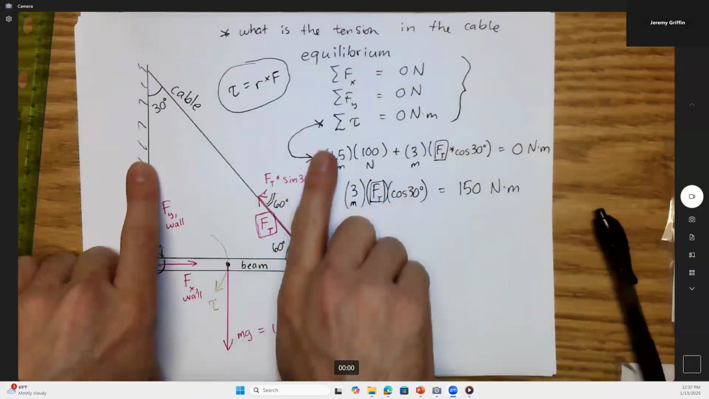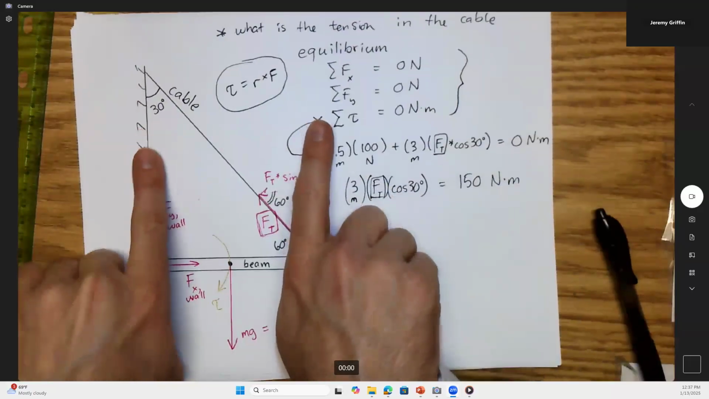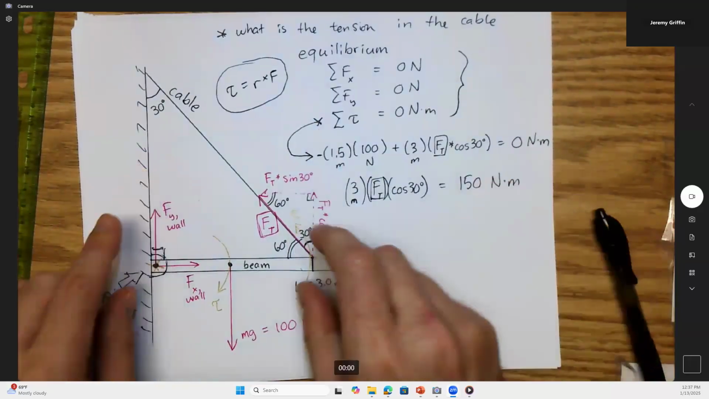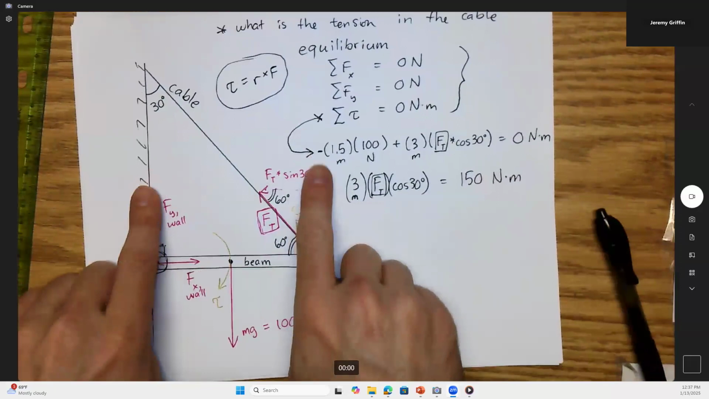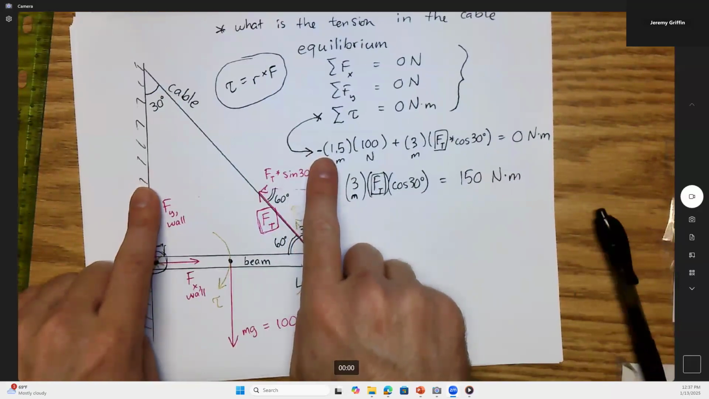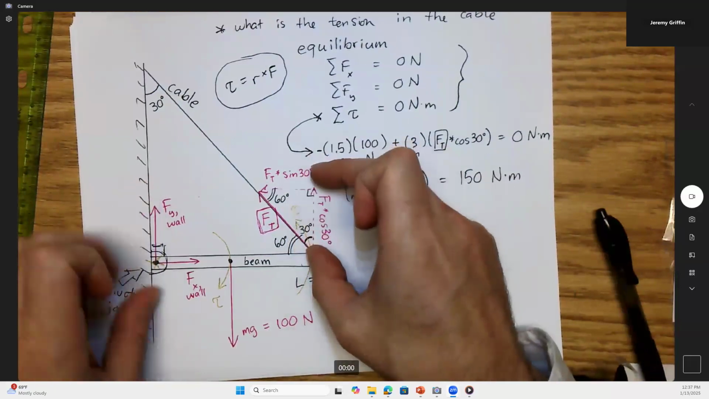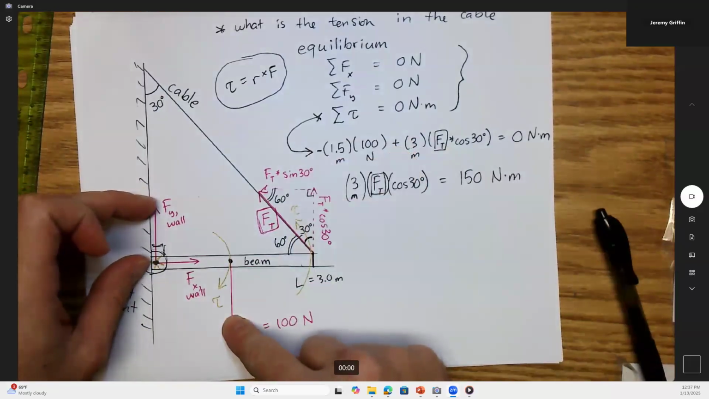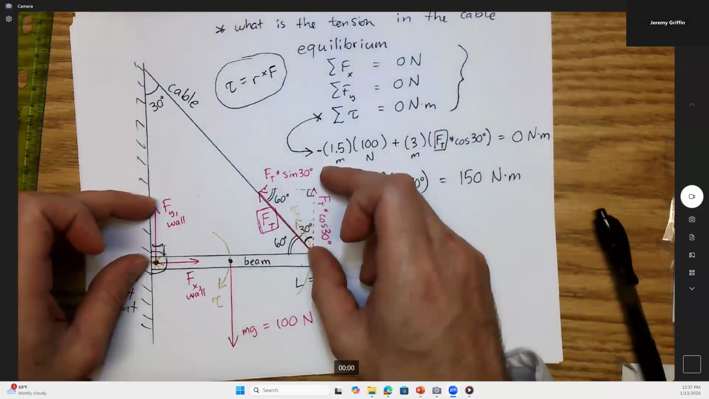What if this cable is pulling straight up? If the cable's pulling straight up, I bet you guys can get the answer right away. How much tension would be in the cable? 50. Yeah, exactly. Because it'd be 50 up here, it'd also be 50 up here to balance out this 100 down here. And that would look just like your lab back on Friday, wouldn't it?